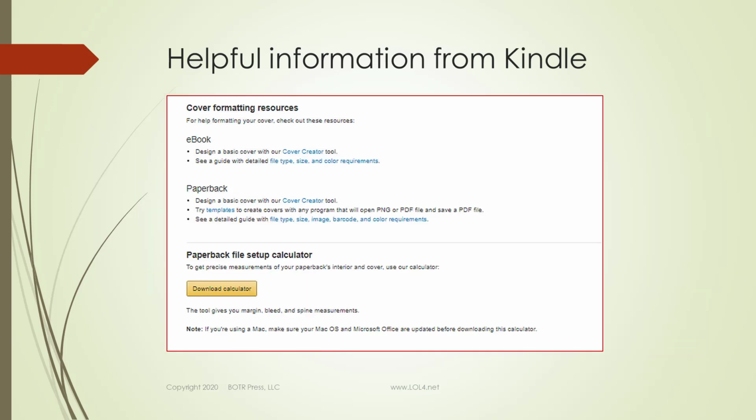And then finally, the cover formatting resources and the file setup calculator. Now, these are important because if you're creating your own cover, you're going to need something that fits. It's going to have to be big enough on a paperback to be front and back and spine if appropriate. So once you've calculated the size of your book, then you can download the calculator that will give you the margin, the bleed, the spine measurements.